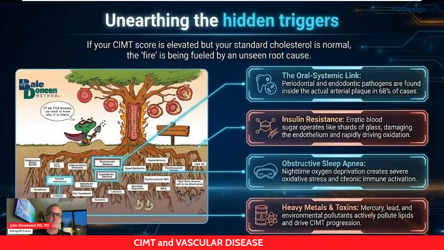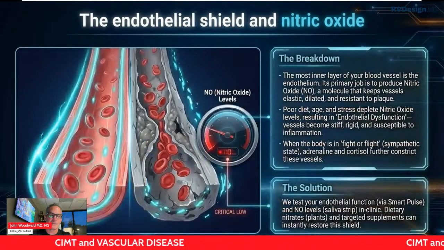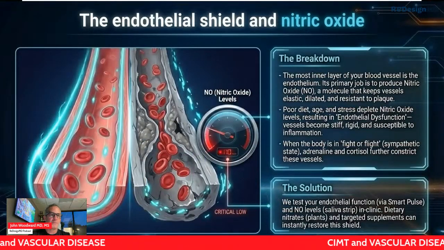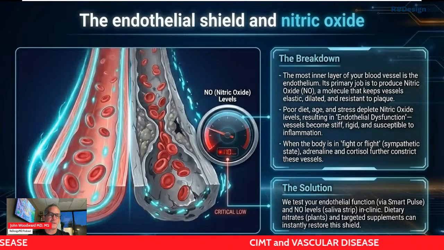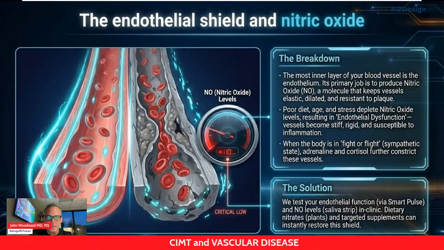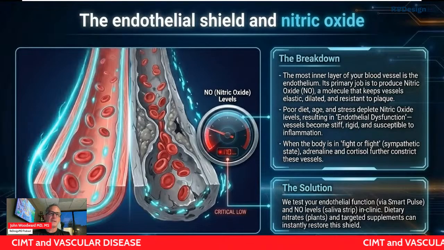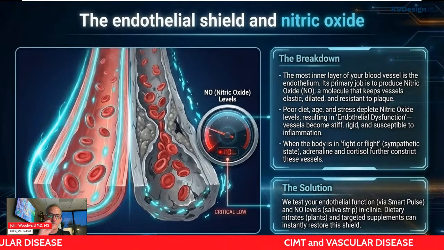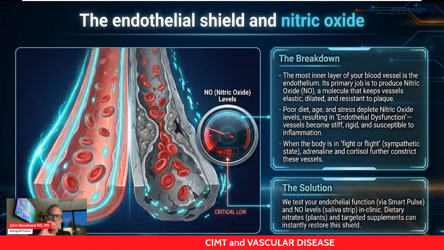We're talking about some key topics here today. One of the things we've mentioned already is your endothelial shield, which is the innermost lining of the blood vessel, the thin single cell layer that's very responsive to nitric oxide. Nitric oxide does what? It dilates the vessel. So when it dilates the vessel, blood flows better.